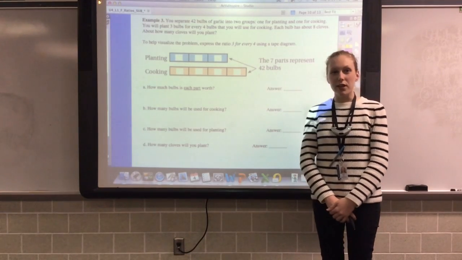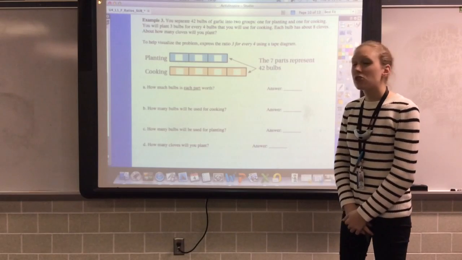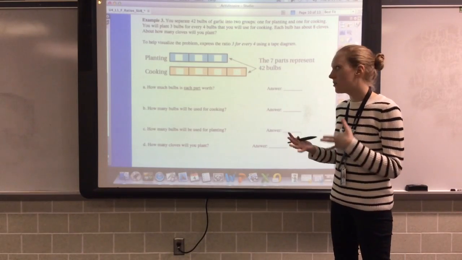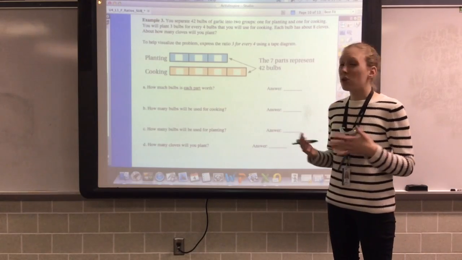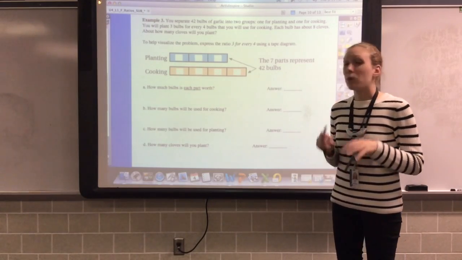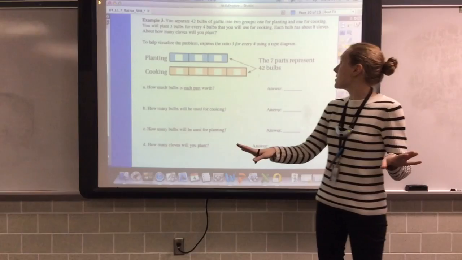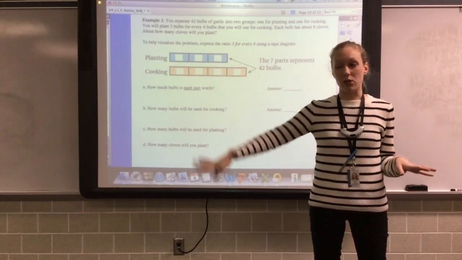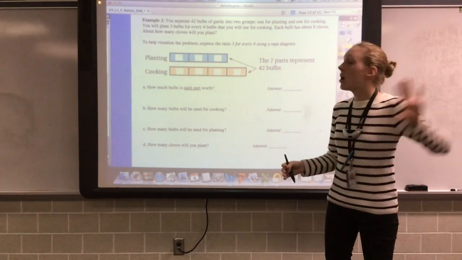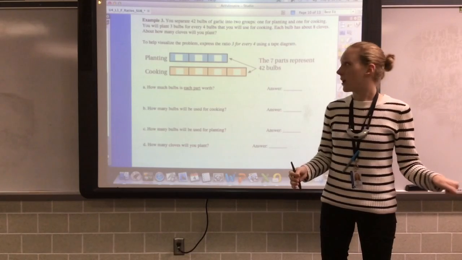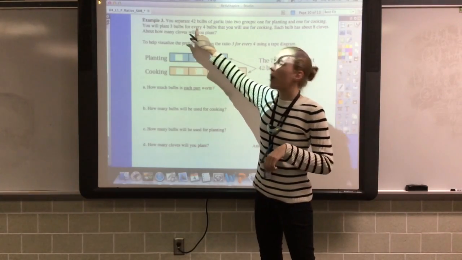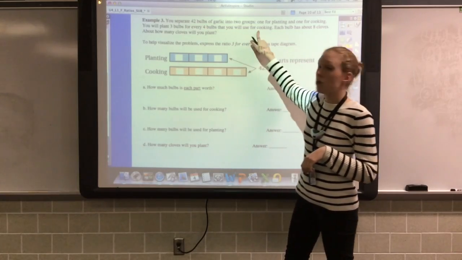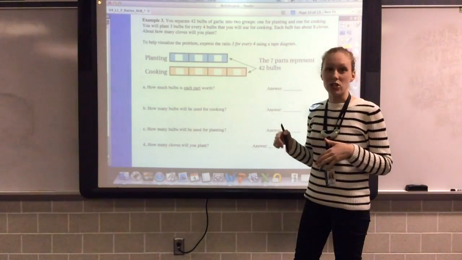Alright, so example 3, last example on the back side. So this is another tape diagram example, just to get some more practice. So in this situation, we've got 42 bulbs of garlic, and we're splitting them into 2 different groups. One is going to be for planting, you're going to plant them and grow more. The other one is going to be for cooking, okay? So it says you will plant 3 bulbs for every 4 bulbs that you will use for cooking. So there's your ratio, 3 to 4.